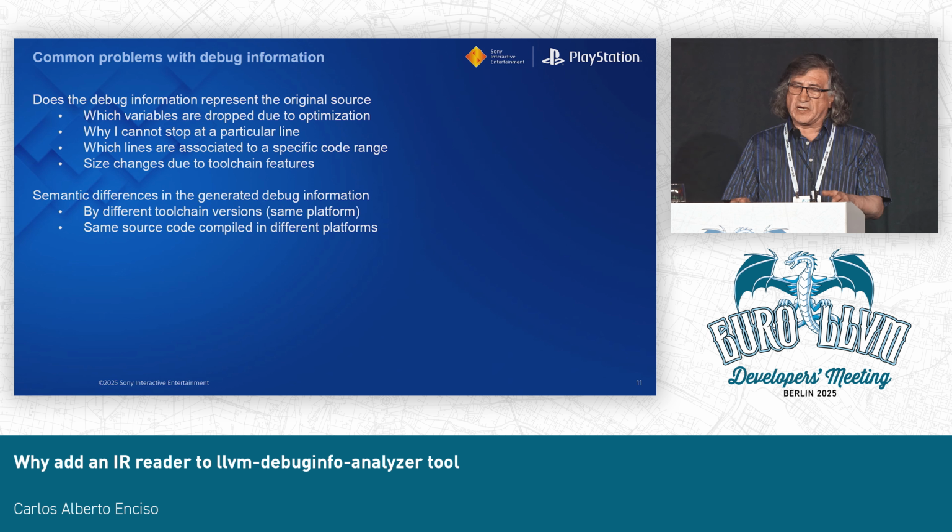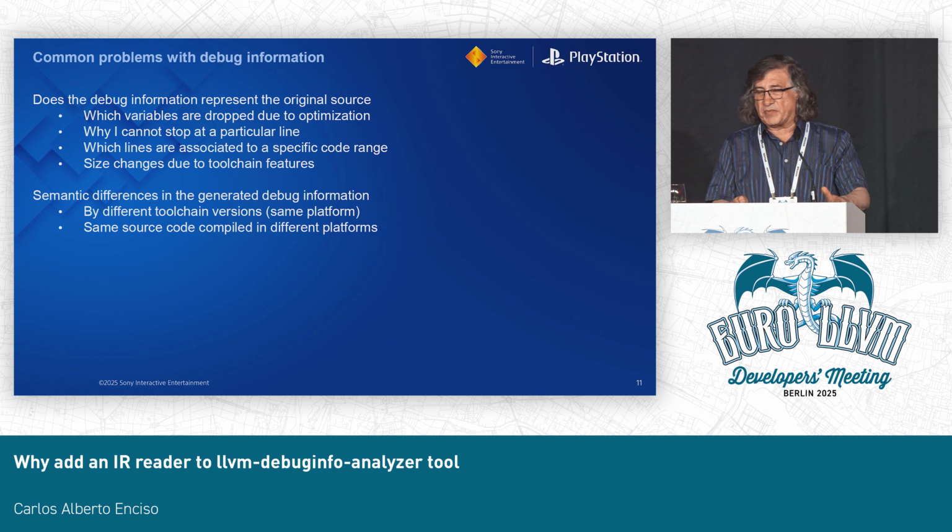In addition to that, we have the semantic differences in the generated debug info when we use different tool chains on the same platform, or the same source code on different platforms.